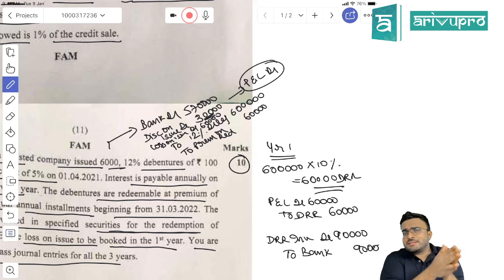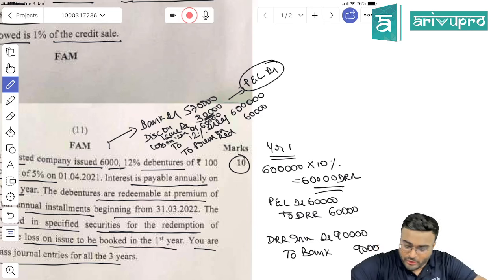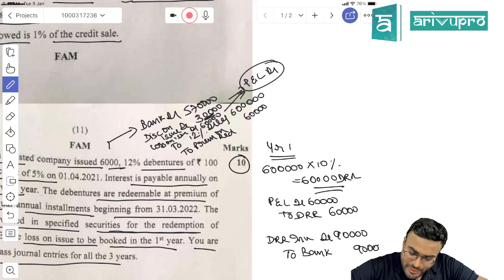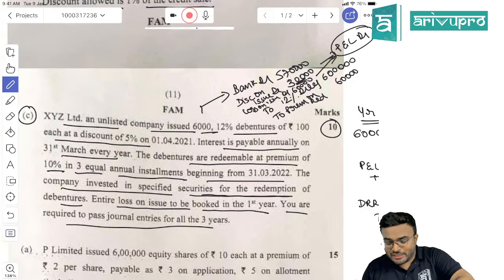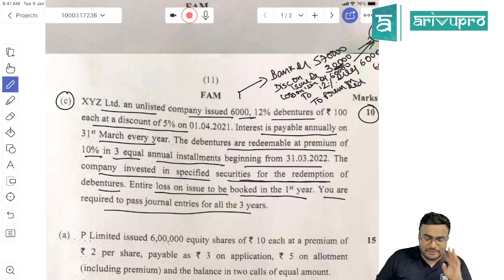Issued at 5% discount, that is a loss. Redeemable at 10% premium, that is also a loss. Total loss we have is 90,000. The entire amount will be debited to P&L in the first year itself. First year end only you will debit it to P&L. Clear? That is one thing.